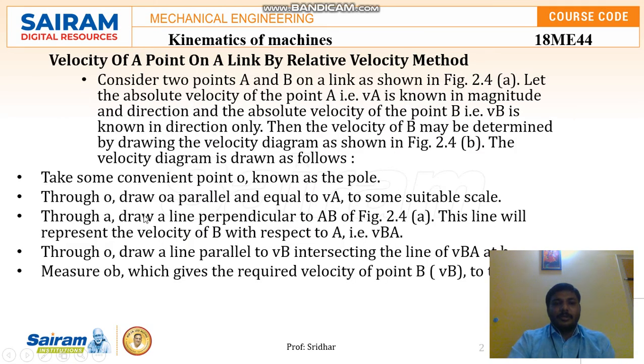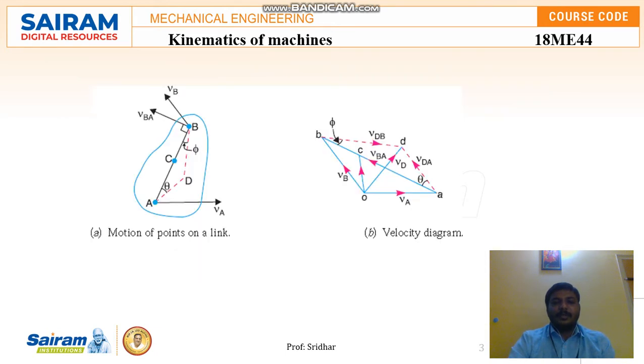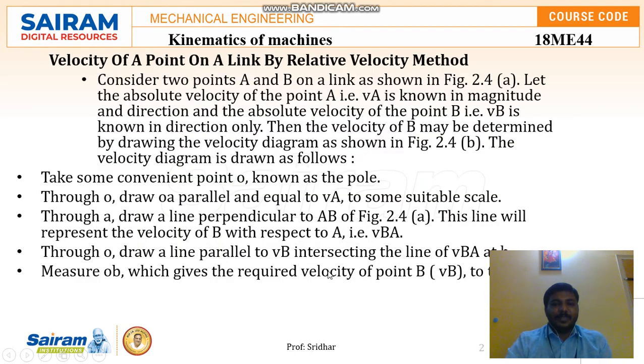Through A draw a line perpendicular to AB. This line will represent the velocity of B with respect to A, that is, BA. With respect to O we have drawn the line VA, and similarly the line for B. Joining A to B forms the vector BA.